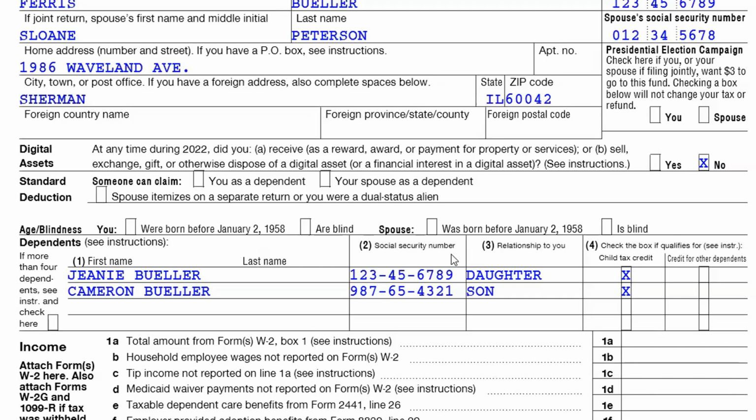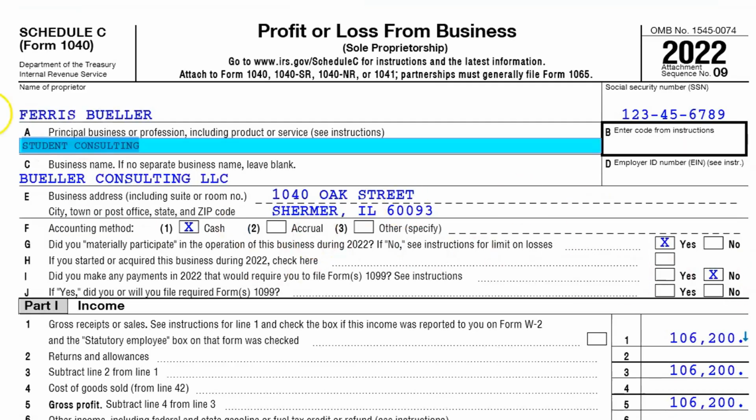There might be some administrative work, but you and your wife still are not on payroll. And as you've seen in prior examples here, Ferris cannot get a W-2 from his consulting business. When he wants to get paid, he just takes money out of his consulting business bank account. So there's no W-2 in here for Ferris.